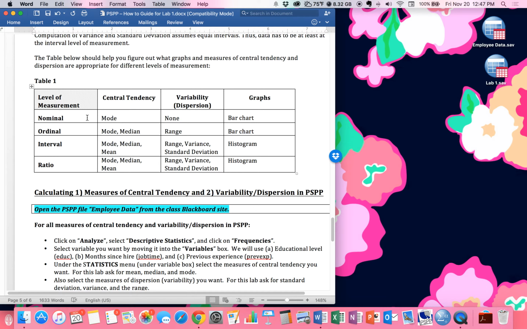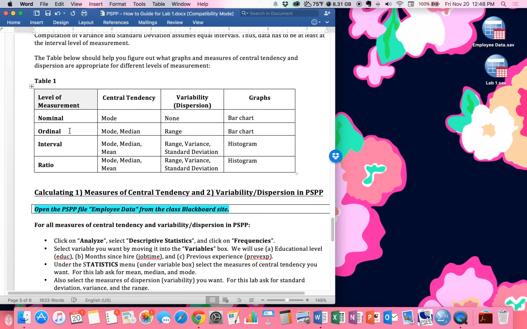So if we only have nominal level of measurement, we only have names, we only have categories, like say gender, only know if it's male or female, we can only say the mode. Which one occurred more? Do we have more males or more females? There's no measures of variability we can use, and we can only graph our results using a bar chart.